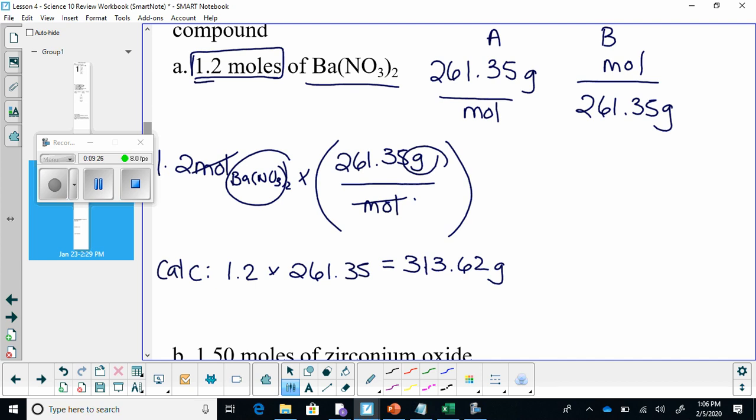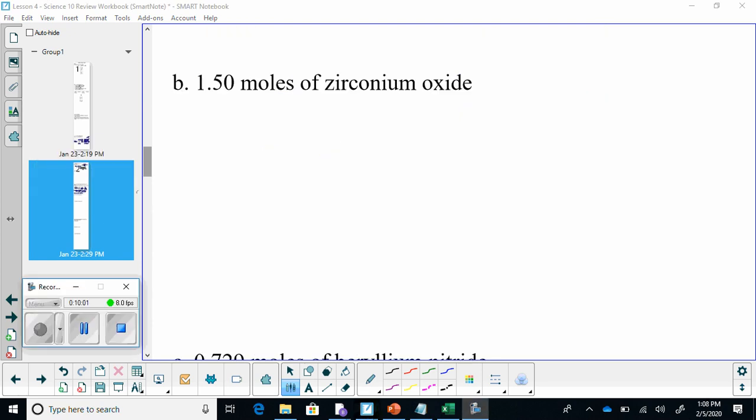This here tells us that we have 2 significant digits. So my final answer needs to be in 2 significant digits as well. Can I represent 313 with 2 significant digits? No, so we need to use scientific notation. So that's going to give us an answer of 3.1, and now we're going to move our decimal. 1, 2, it moved 2 up, so that's going to be times 10 to the power of 2 grams of barium nitrate. Okay, now we have 1.5 moles of zirconium oxide, and again, we are looking for mass.